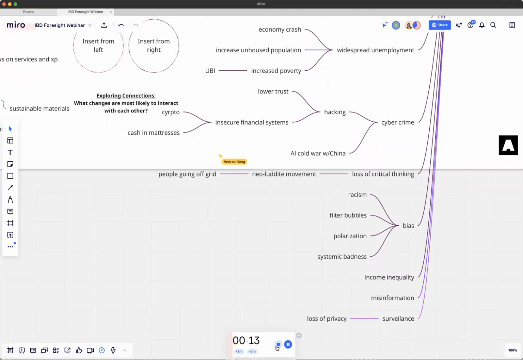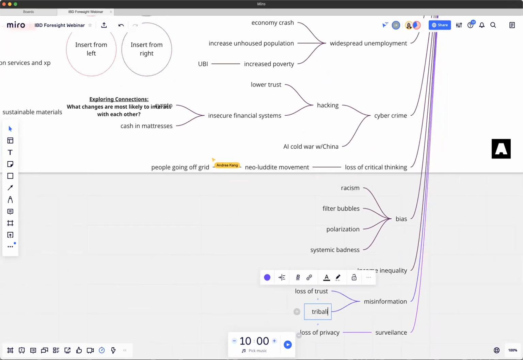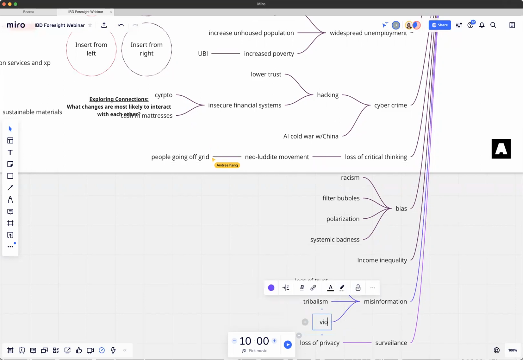So give me something on misinformation. Destroyed trust, more insurrections, increased deep fakes, echo chambers. Tribalism with a Z. Yeah, I was gonna say, wow, making it cool, huh? That's how we roll. That's innovation right there.